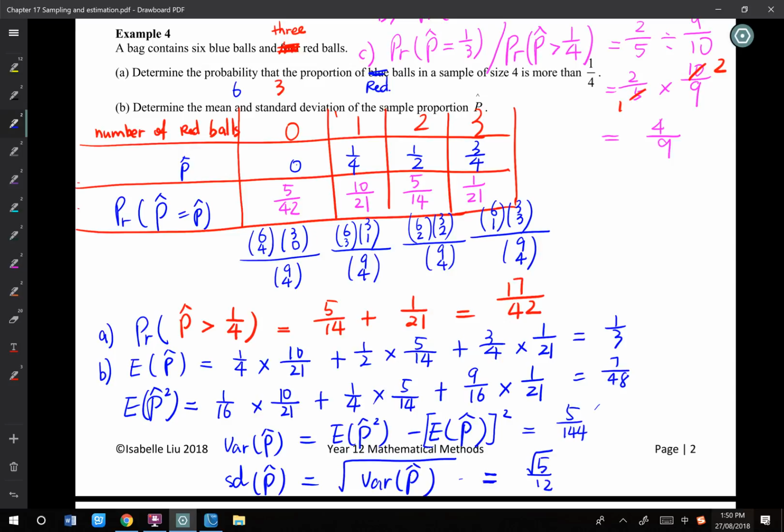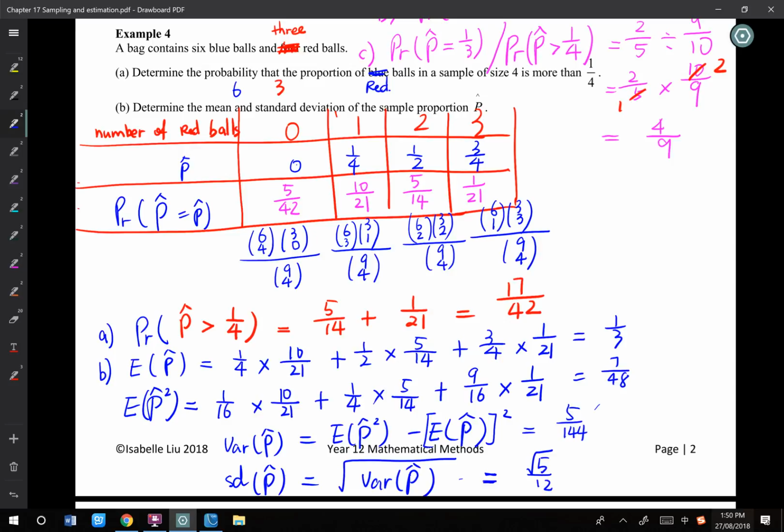Then I want 3 red balls, which means there's 1 blue ball. So 6 blue balls select 1 blue ball, and 3 red balls select 3 red balls. So basically one situation, just select all red balls. And then how many different ways you can have the blue balls? Divide by 9 select 4. So the denominator is always 9 select 4. That's the total number of ways of selecting 4 balls from these 9 balls.